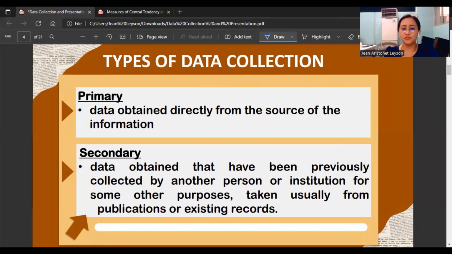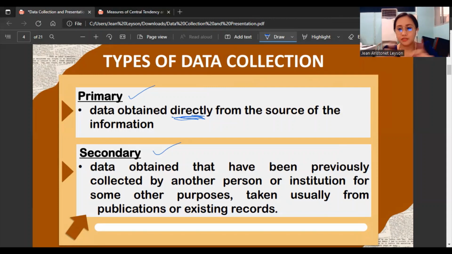Now, in terms of data collection, there are two types. We have primary and secondary. If we say primary data collection, data is obtained directly, take note, directly from the source of information. So how can you do this? You can personally ask someone through a face-to-face interview. You can do this via phone call, through the telephone or your cell phone. You can do this via live video call or video chat. You can also do this by giving a questionnaire.